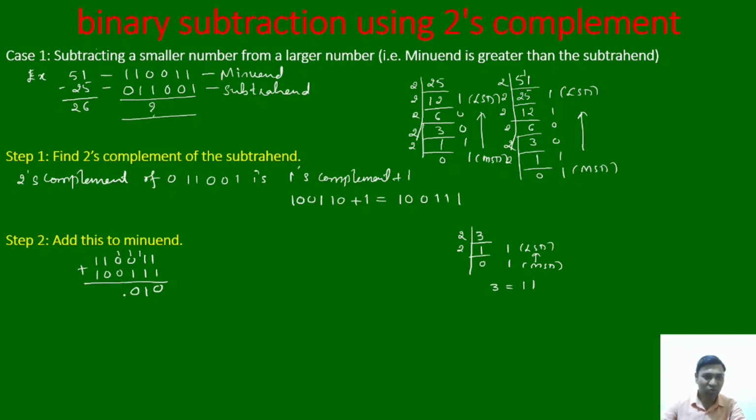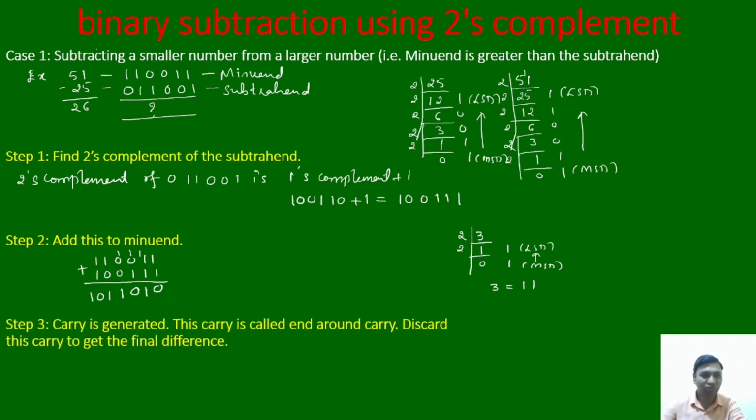Next, 1 plus 0 is 1. 1 plus 0 is 1. 1 plus 1 is what? 2. 2 can be written as 1 0, because I cannot take this carry on the left hand side, because we don't have any other columns on the left hand side.